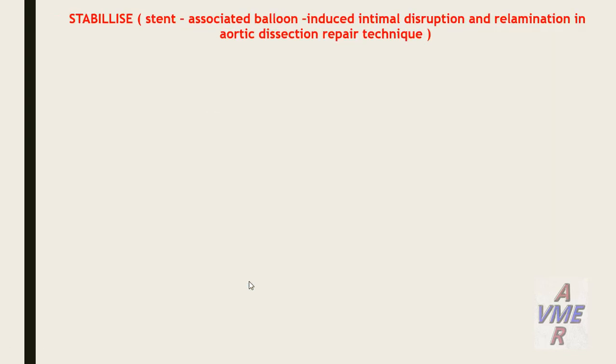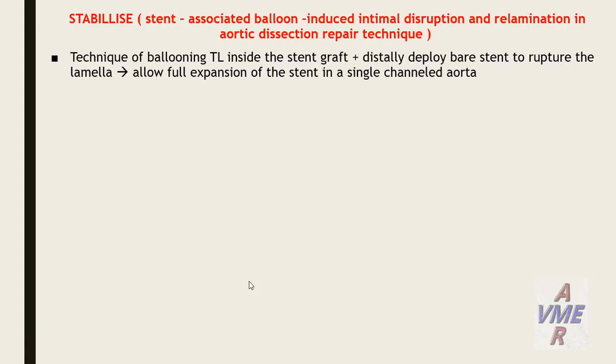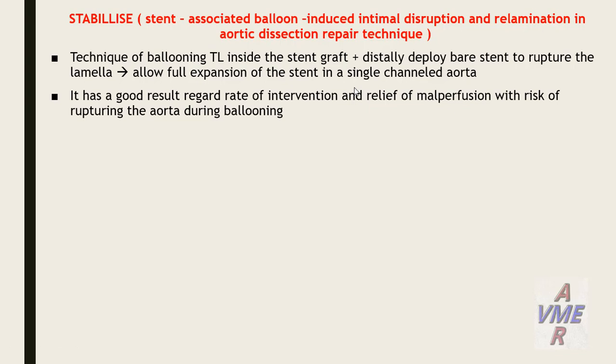The second technique is the STABILISE technique, stent-assisted balloon-induced intimal disruption and relamination in aortic dissection repair. The technique involves ballooning the true lumen inside the stent graft plus distal deployment of a bare metal stent to rupture the lamella, and it allows full expansion of the stent in a single-channel aorta. It has good results regarding rate of intervention and relief of malperfusion, with the risk of rupturing the aorta during ballooning.